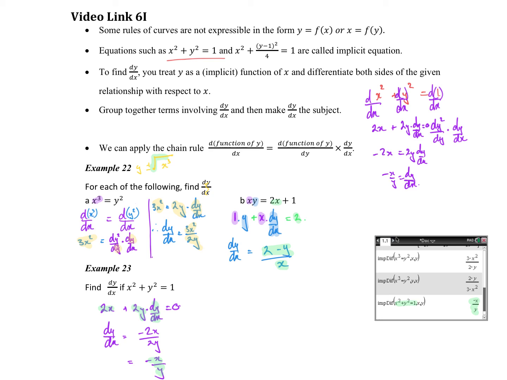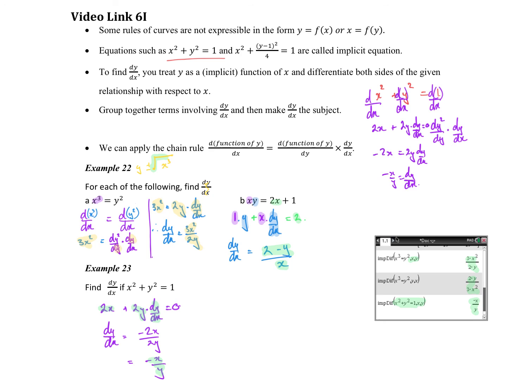And you can see the CAS dump there. The order is important. If x cubed is equal to y squared, I implicitly differentiate x comma y, 3x squared on 2y, which is what we're looking for. If I put y comma x, I get 2y on 3x squared, which is obviously a different answer.